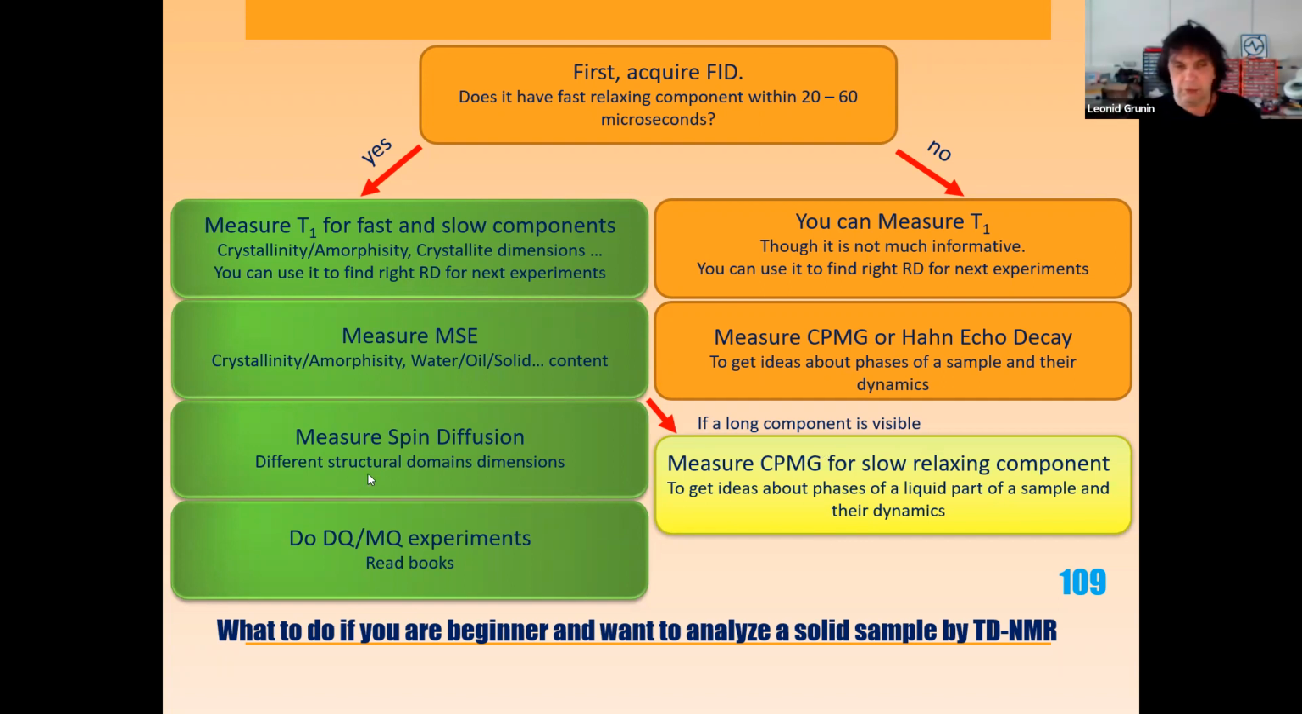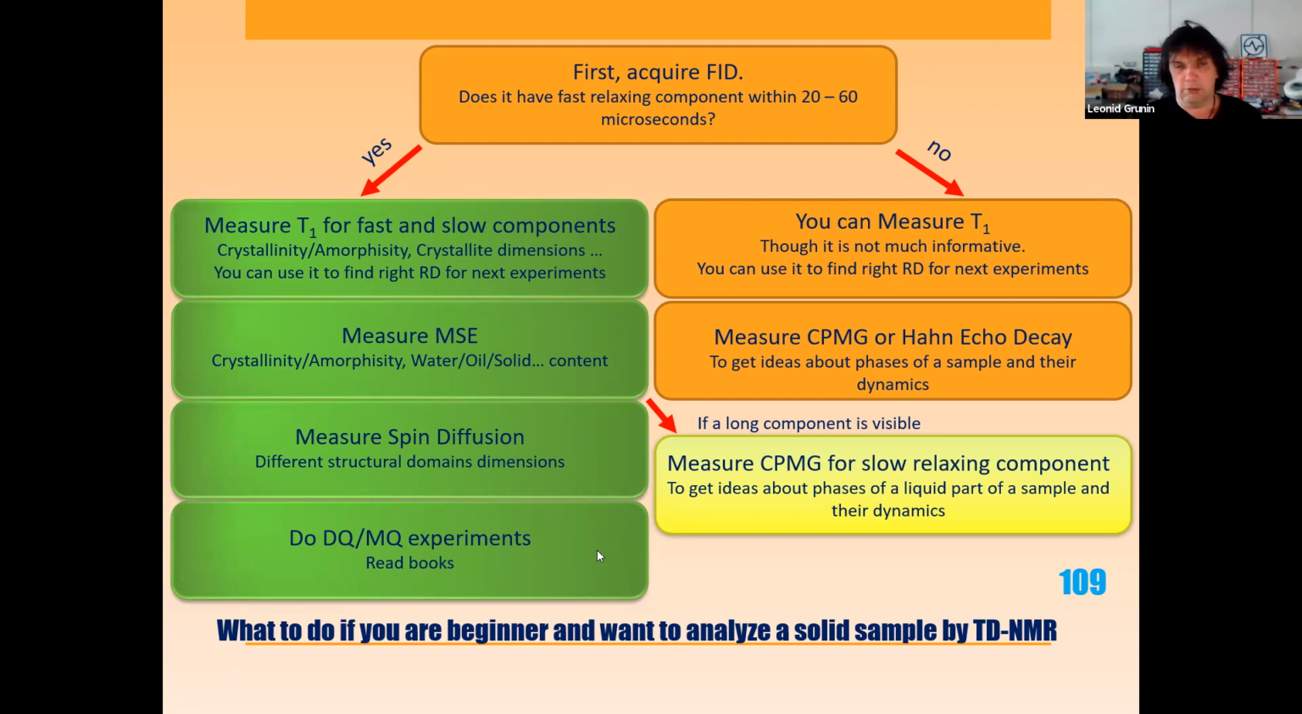Then, of course, it is very interesting to measure any dimensions. For these reasons, you can use spin diffusion experiments that can be based on the Goldman-Shen sequence and can also be based on double quantum excitation, double quantum filter. So you measure spin diffusion, but it's very important to construct the experiment in a very correct way, and you obtain an idea about the linear dimensions of your crystallites, for example, or your interface layers.